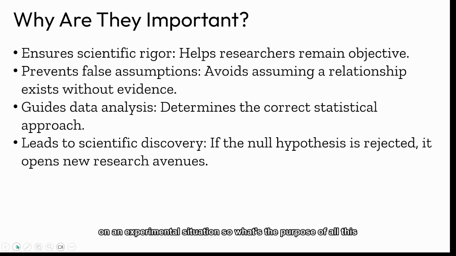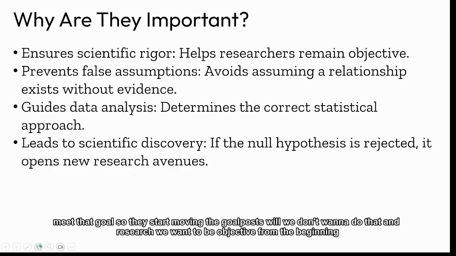So what's the purpose of all of this? So hypothesis testing ensures scientific rigor. So it helps us as scientists remain objective because we're stating our hypotheses beforehand. We cannot change them on the fly. We talk about moving goalposts a lot of times with politics, especially. So politicians will come out and they will say, here is the point of my new endeavor. It's to do this, to decrease, I don't know, reliance on food stamps by 20%. And they get into their term and they realize they can't meet that goal, so they start moving the goalpost. Well, we don't want to do that in research. We want to be objective from the beginning all the way through.